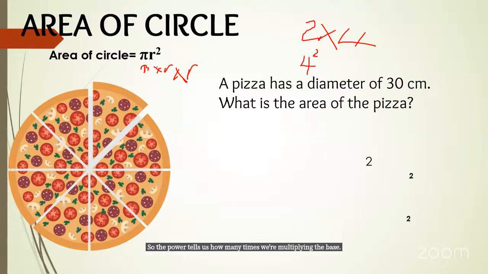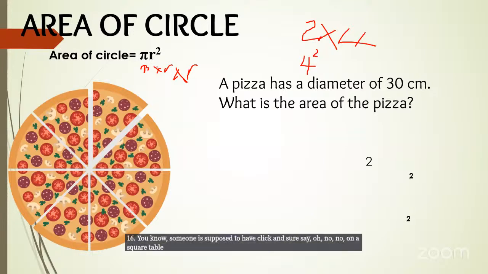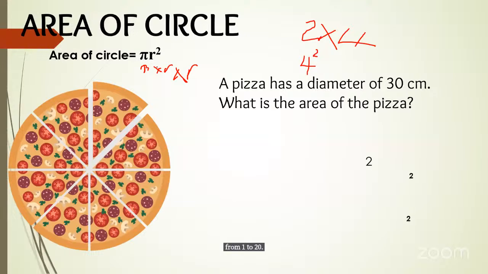So 2 times 4 is 8. And 4 squared is what? 16. You know, so when you're supposed to click, ensure you know the square table from 1 to 20 for the multiple choice. Just a bit of information.